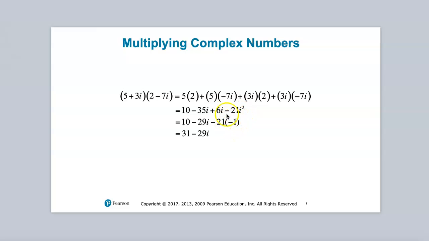And then you can combine like terms as well. We've got negative 35i and a positive 6i. And then 10 minus a negative 21 is a positive 31. So there is standard form right there for multiplying complex numbers.